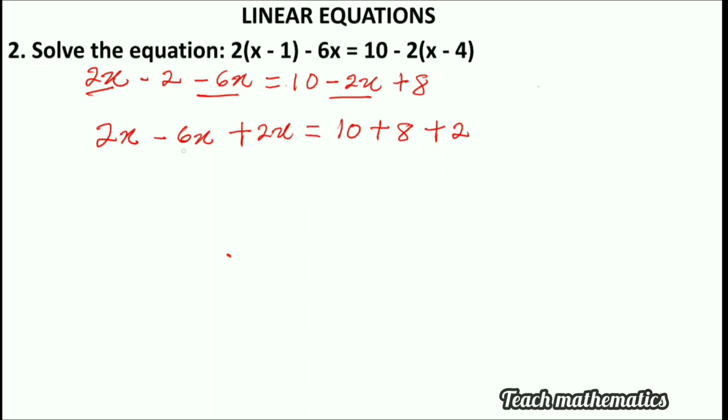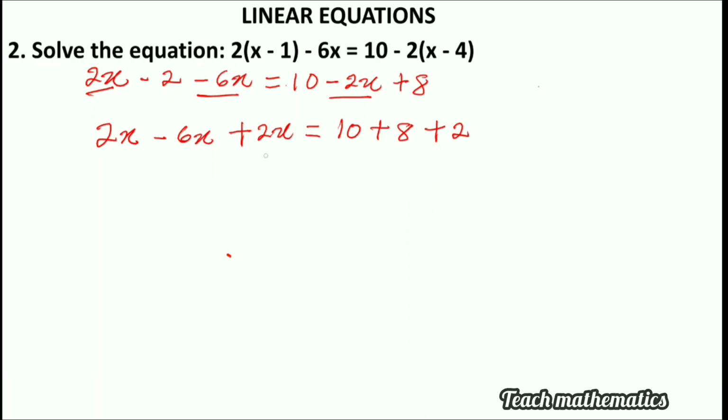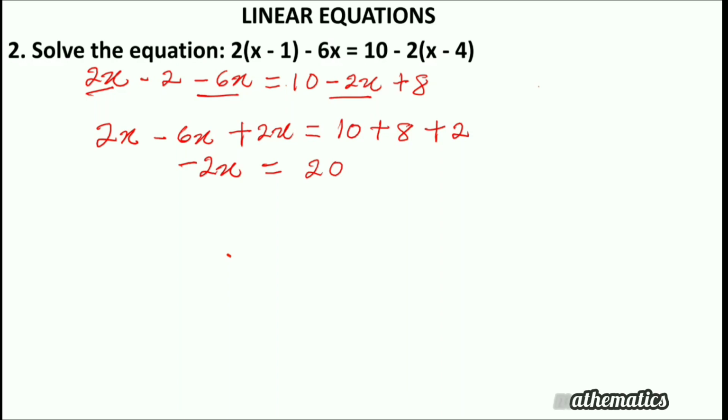2x minus 6x, that is minus 4x, minus 4x plus 2x. You are owing 4x, you have 2x, and so what you will be owing left will be minus 2x equals to 10 plus 8, that is 18, 18 plus 2, and that is 20.